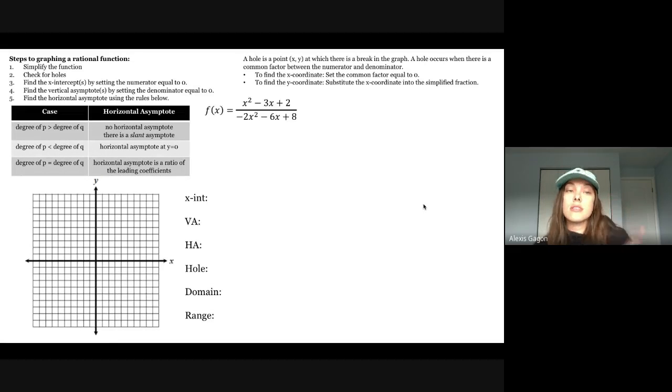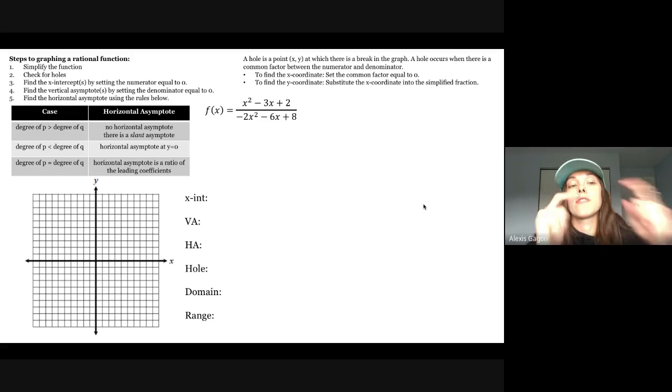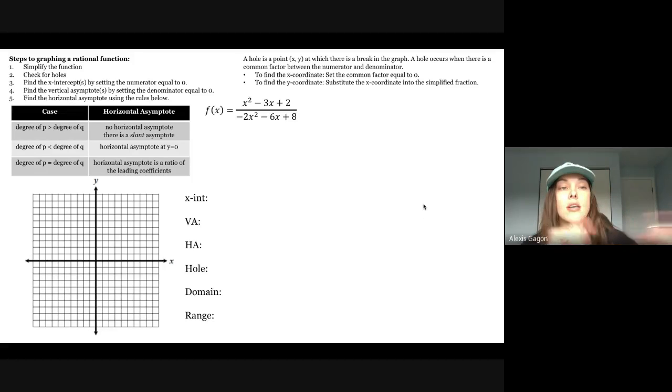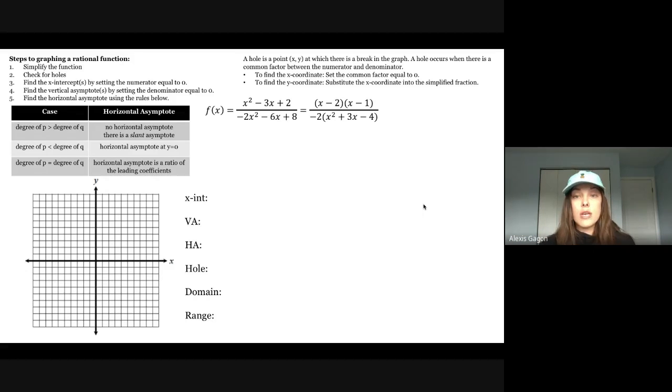Now, the first thing I'm going to do is simplify this function, and I'm going to factor everything. Now, some teachers have differing ways of doing this. I always like to check for holes first versus last. Some people will say check for them last. It really doesn't matter. So I want to check for them first, and I'm going to do that by factoring this.